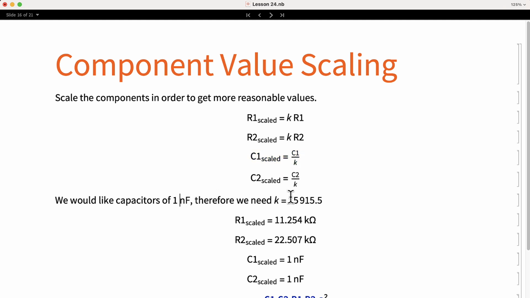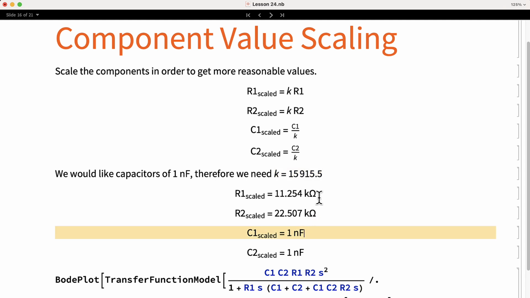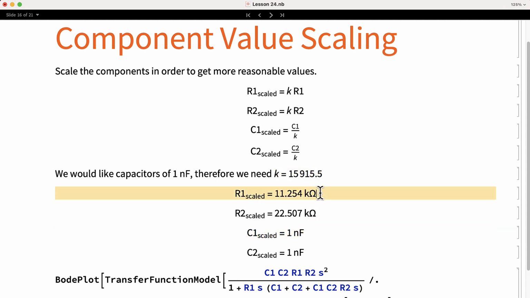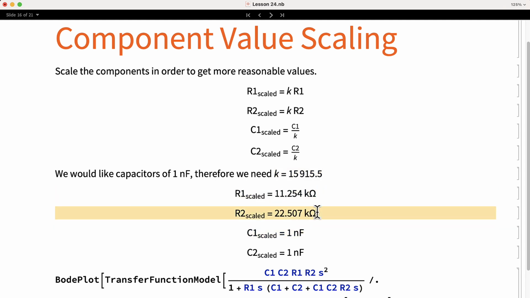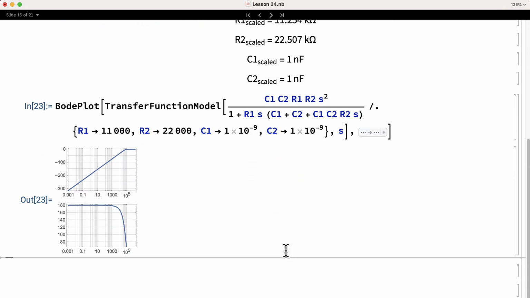That requires a value of k equals to 50,915.5. This results in the following scaled values. The resistor R1 is approximately 11 kiloohms. The resistor R2 is approximately 20 kiloohms, and both capacitors are 1 nanofarad. By plotting the transfer function, we can see that after scaling, the filter still behaves correctly. These are all the steps to create a Butterworth filter.